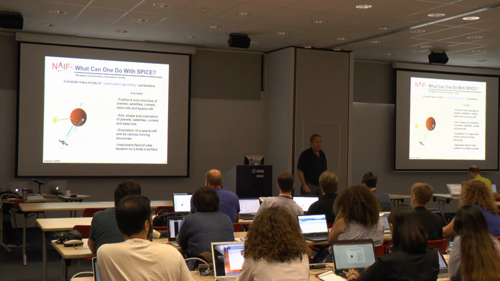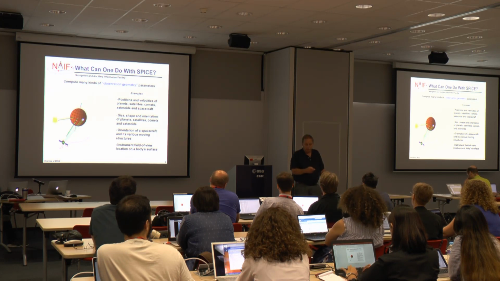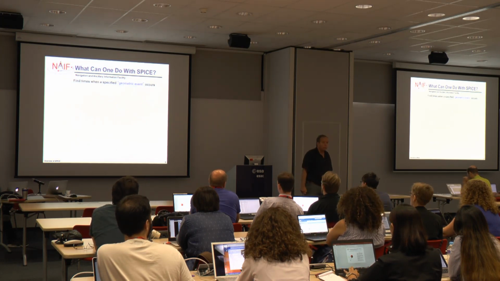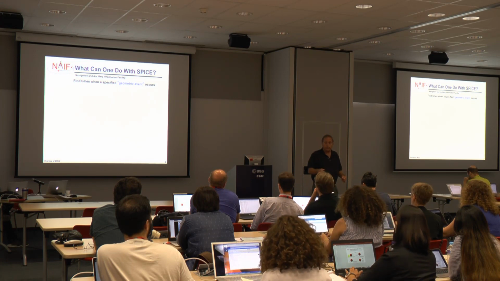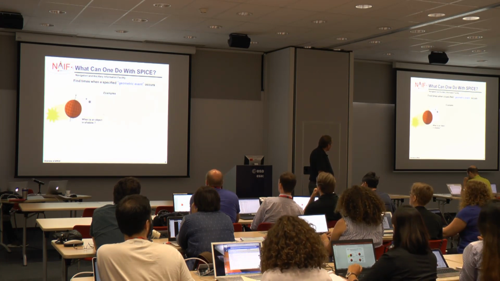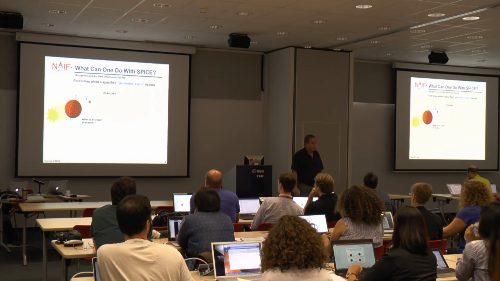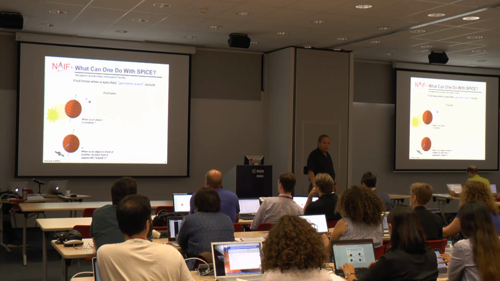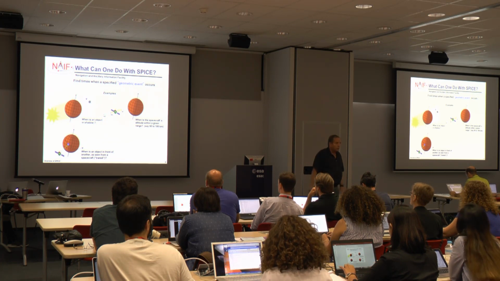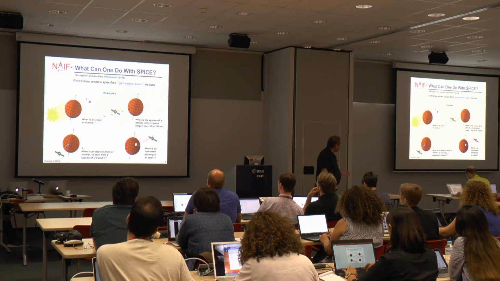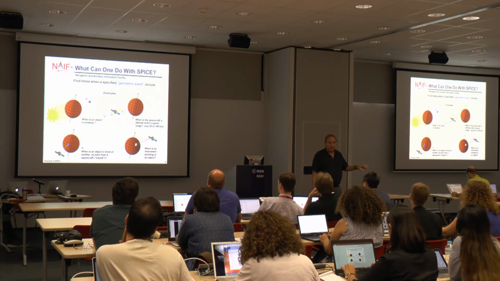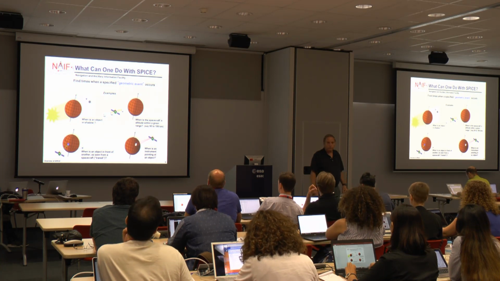Well, a few years ago, maybe more than a few years ago, we realized people were interested in sort of the opposite question, and that is find times when a specified geometric condition is true, or when a specified geometric parameter was within a given range or had a given value. Examples: when is an object in occultation, or in transit, or when is a spacecraft within some altitude range above the surface, or when was an instrument actually pointing at a particular object of interest to you.